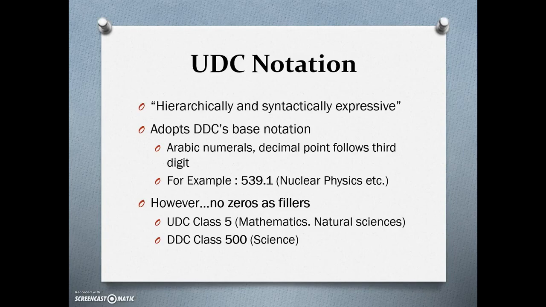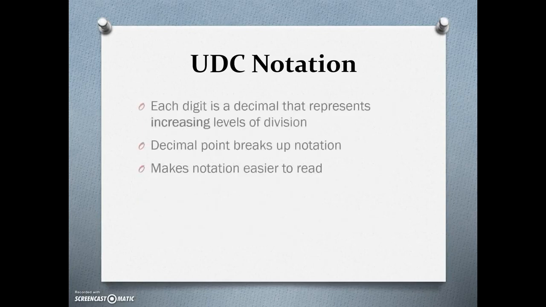Note the numerical difference between DDC's Class 500, which is science, and the UDC's Class 5, which is mathematics and natural sciences. UDC does not require the use of zeros as fillers within the notation. Instead, each digit is actually considered a decimal that represents increasing levels of division within the main class and results in a hierarchically expressive notation. The decimal point is inserted after the third digit, more so to break up the notation and allow for ease of reading the notation.